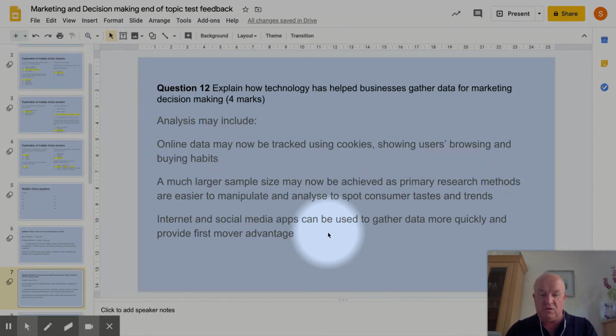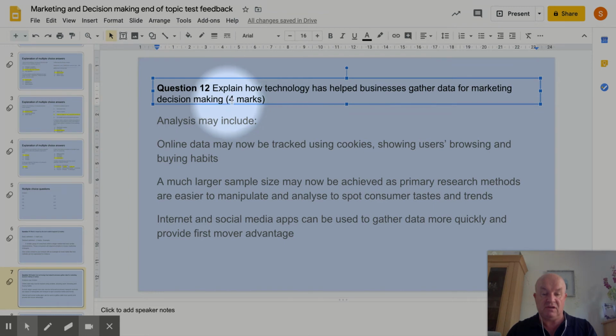So let's have a look at question number 12 then. This one is a 4 marker. Explain how technology has helped businesses gather data for marketing decision making. So clearly we've got to understand different forms of technology that might have helped us to gather data, and then for that data to be then used to make marketing decisions. Okay, so we've got 4 marks here. And typically there are 3 examples of the sorts of things that you can include here.